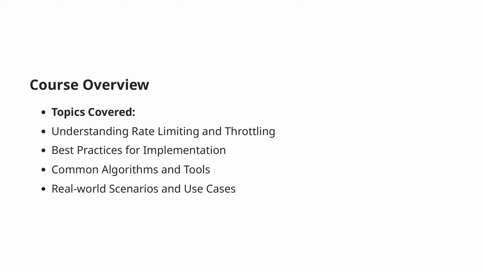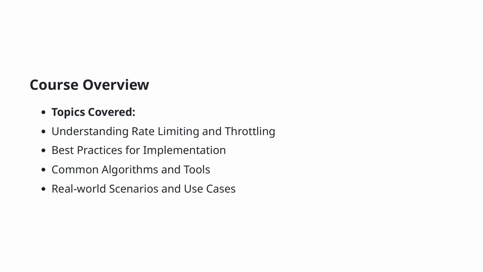Throughout this course, we will delve into several key topics. Firstly, we'll start by understanding the fundamental concepts of rate limiting and throttling. This will lay the groundwork for why these practices are crucial in API security. Next, we will explore best practices for their implementation. This section will offer practical advice and strategies to ensure effective and secure rate limiting and throttling within your APIs.